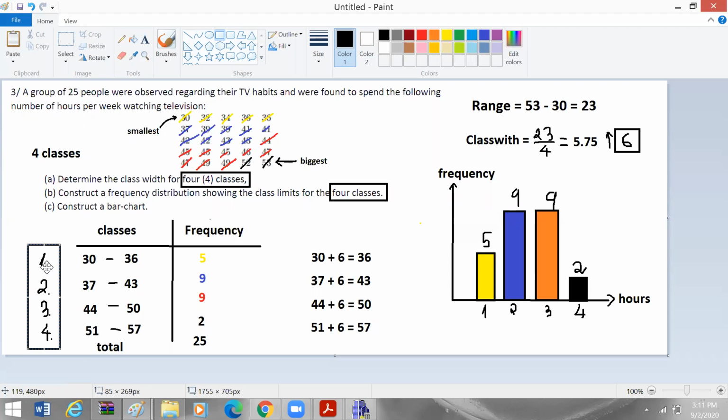All right, are we good? So on the test, can we label them A, B, C, or 1, 2, 3, 4? Yes, you can label the first class as Tom, the second class as Jerry, whatever you want to. Or maybe you want to put them down as 30 to 36, 37 to 43, 44 to 50, and 51 up to 57. That's perfectly okay as well.